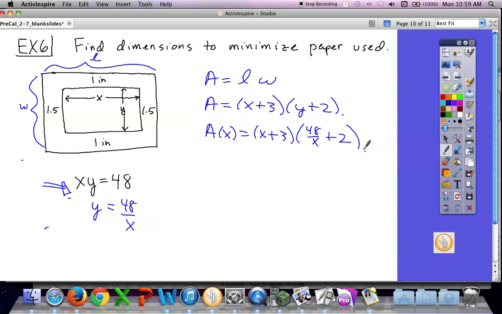Now you could simplify that, but it really doesn't make much difference at this point. They want to know what are the dimensions of the page so that the amount of paper used is the minimum, meaning that the total area is a minimum. They'll use the least amount of paper if they do that. So you graph it. Whether you graph it in this form or simplify a little, it doesn't matter. Just put it in the calculator.